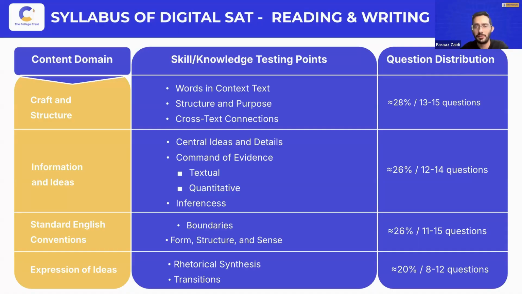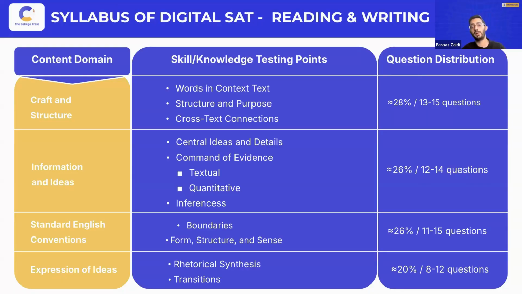The first one is craft and structure. You could expect 13 to 15 questions here, approximately 28% of this English section. This section focuses on the words, the sentences, the passages, how they are structured, and how meaning is conveyed. The key skills are words in context, structure and purpose, and cross-text connections, making connections between multiple passages. Since about a quarter of the section is dedicated to this, mastering vocabulary and comprehension strategies is really crucial.